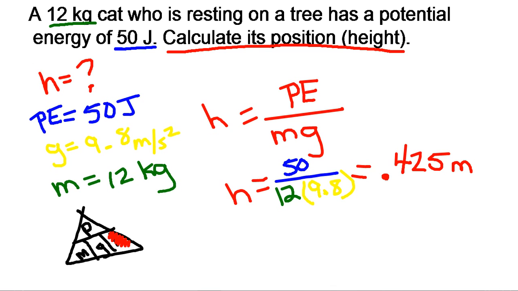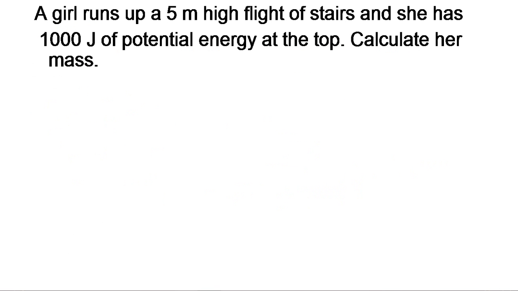One more practice problem. A girl runs up a 5-meter high flight of stairs, and she has 1,000 joules of potential energy at the top. Calculate her mass. First thing to do is identify what the problem is asking me to solve for. And I'm going to look for that keyword of calculate. And I see that it says calculate her mass. That means that mass is my unknown.